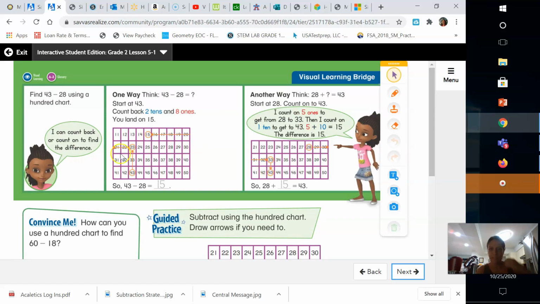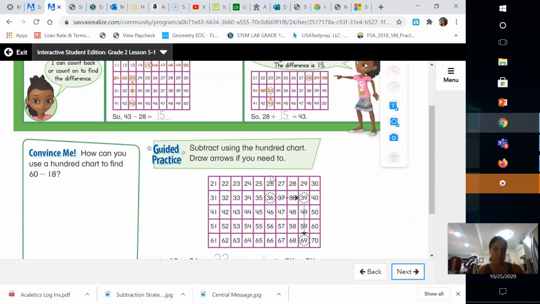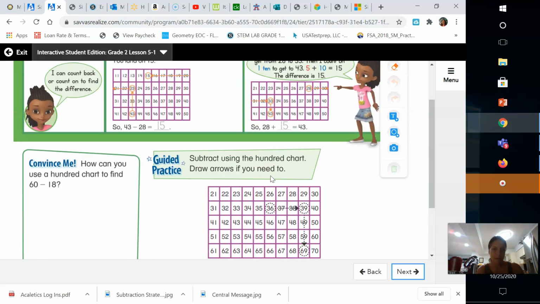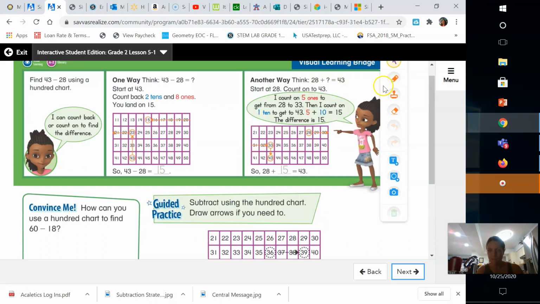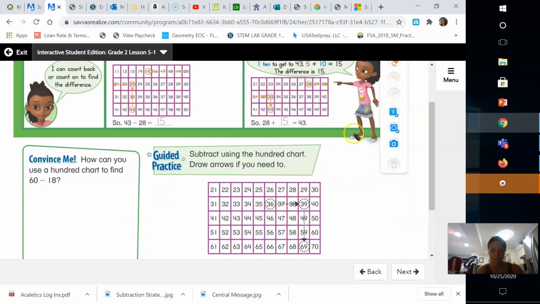This is the problem they did and the 2 different ways to do it. So you can look up there. All right, I want you to use your hundreds chart. You can use this one. No, you can't use these. You could use this one because it has 60 on it, minus 18. 60 minus 18. I'll do this one with you since they didn't give you a hundreds chart here.